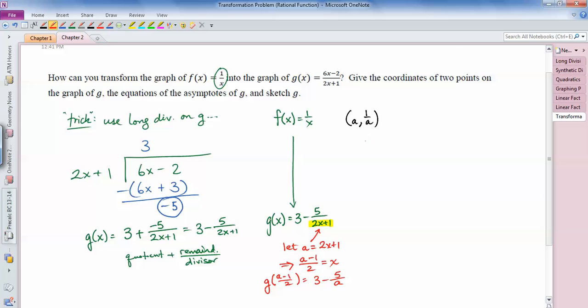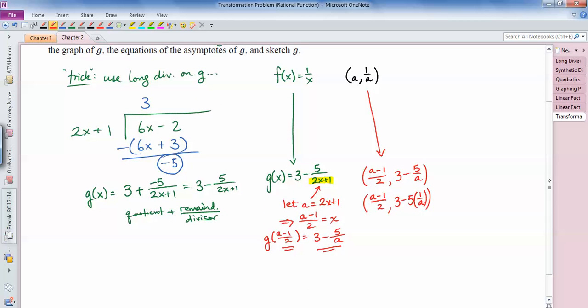So this means that the new point that I'm turning 1 over a into is going to be a minus 1 over 2. That's the x value. And my new y value is 3 minus 5 over a. If you can't quite see how the 1 over a turns into this, you can also rewrite it as a minus 1 over 2, 3 minus 5 times 1 over a. Now it's a little bit easier to see, oh, the 1 over a gets multiplied by 5, then becomes negative, then you add 3 to it.